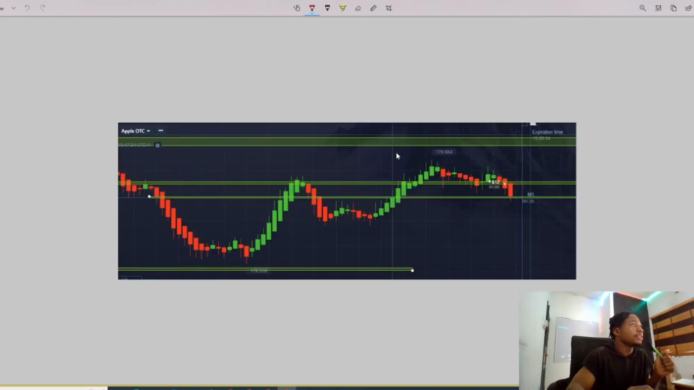Let's head to the chart. Okay, so here in the chart, there are some things I want to see before I execute my trade setup. So what do I want to see before I execute my trade? First, I want to identify my zones, which is the higher highs and the lower lows. So I first try to identify the zone.